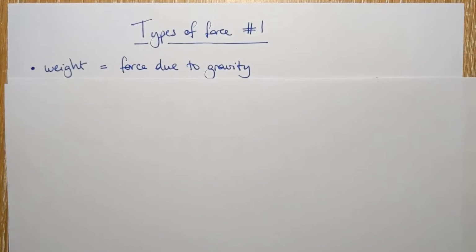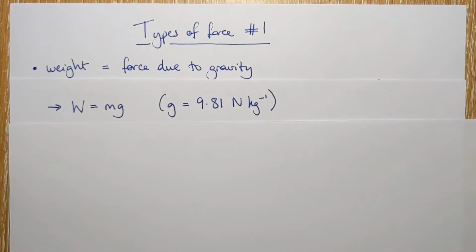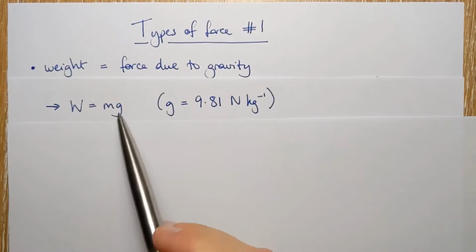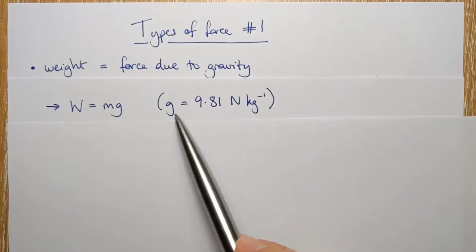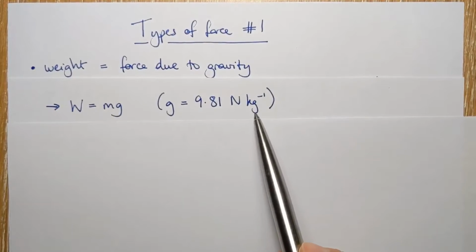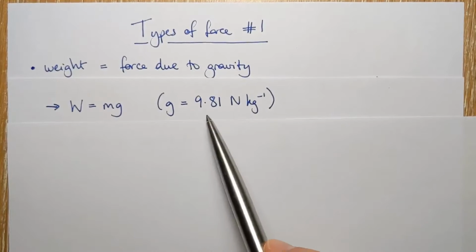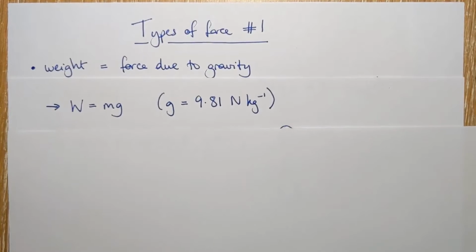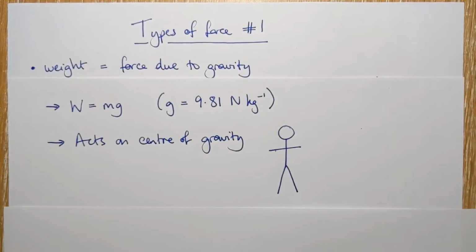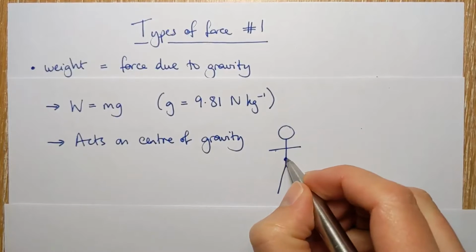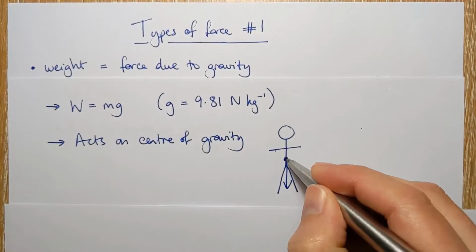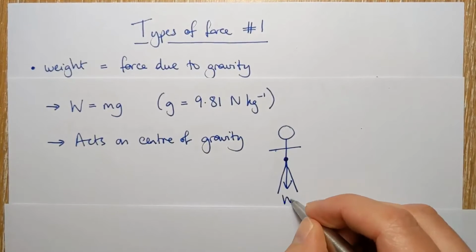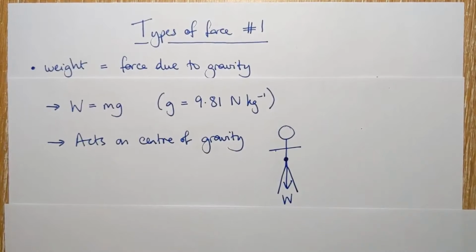Okay, and so the things you need to know about weight are that it's obviously equal to mg on the surface of the Earth, and for all of our calculations we'll be using g is 9.81 newtons per kilogram, which is equivalent to 9.81 meters per second squared. And also it acts on the centre of gravity of an object. For a person, that's just about your belly button. So you start your weight arrow from the centre of gravity, and then it goes vertically downwards.